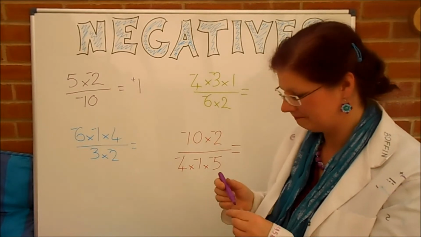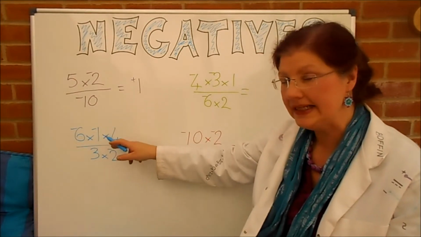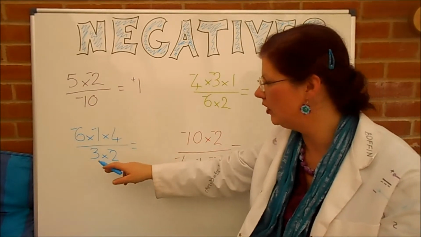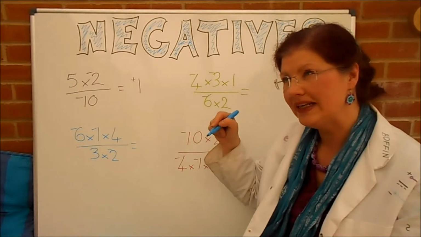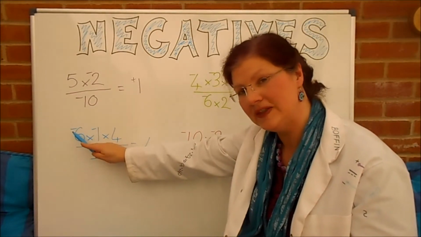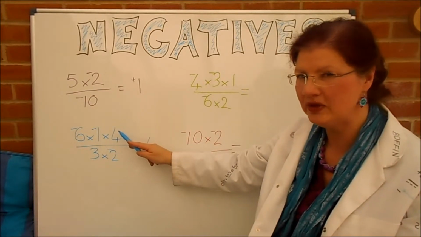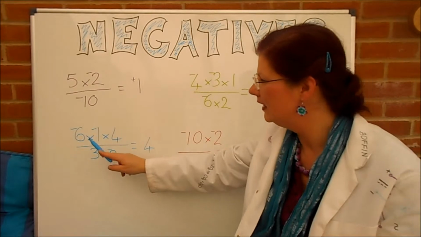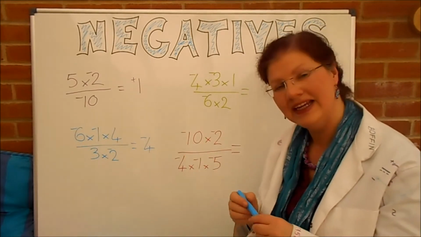Positive 1. Right, blue next. 6 times 1 is 6, times 4 is 24 on the top, 3 times 2 is 6 on the bottom. 24 divided by 6, that's 4. That flips it to negative, that flips it back to positive. That doesn't do anything because we assumed it was positive anyway. So that one flips it back to negative again. So you should end up with negative 4.